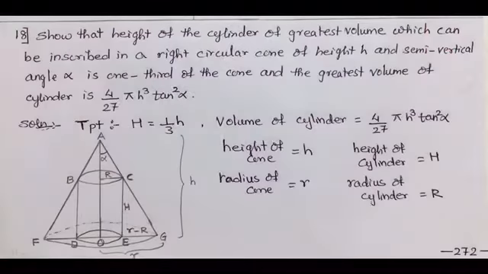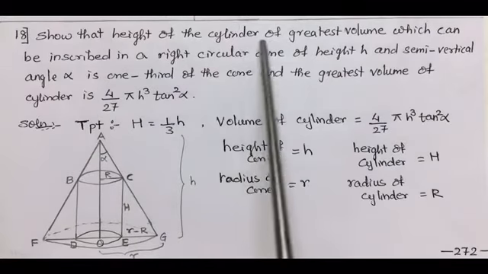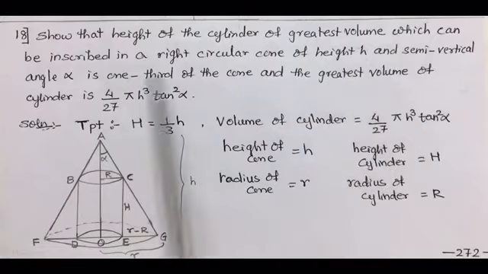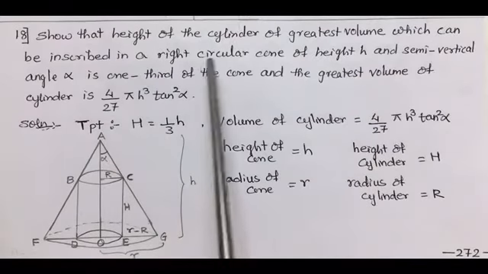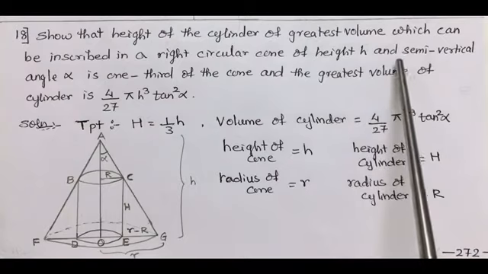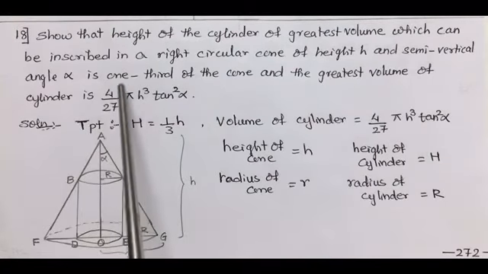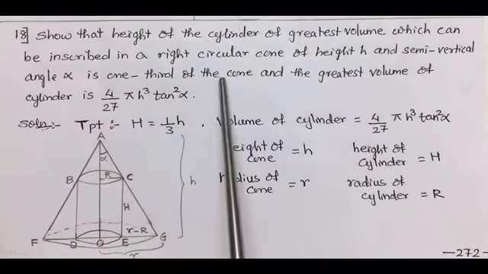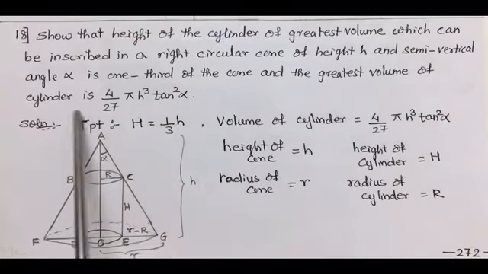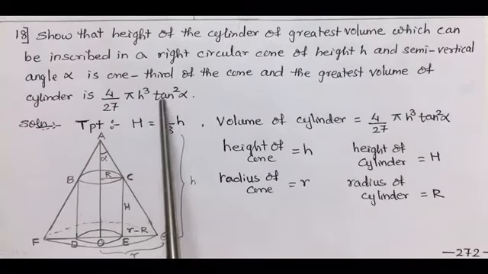18th one is: show that the height of the cylinder of greatest volume which can be inscribed in a right circular cone of height h and semi-vertical angle alpha is 1/3 of the cone, and the greatest volume of the cylinder is 4/27 pi h cube tan square alpha.